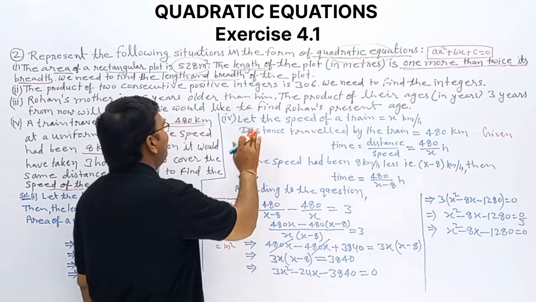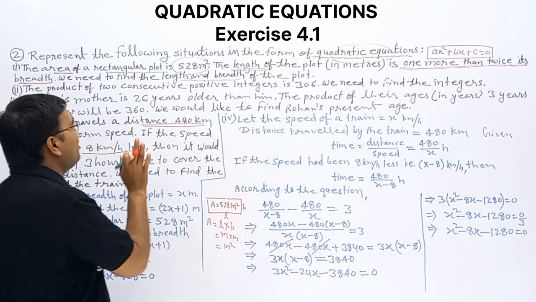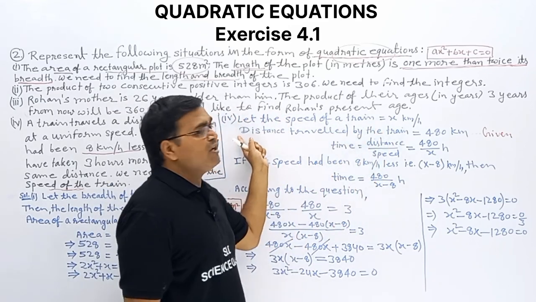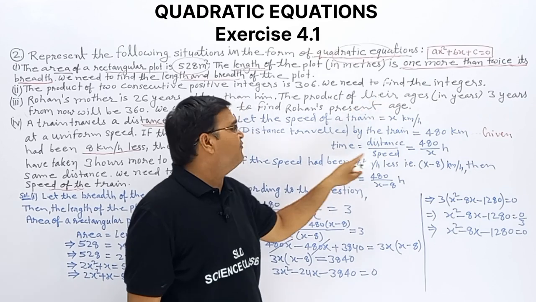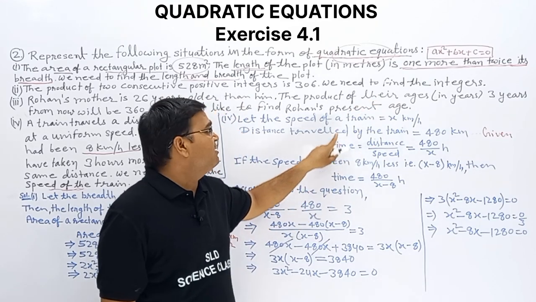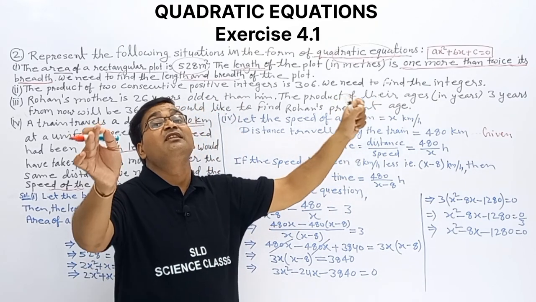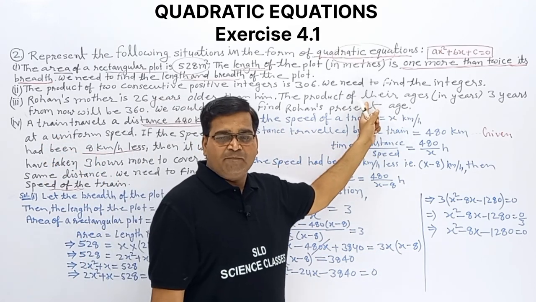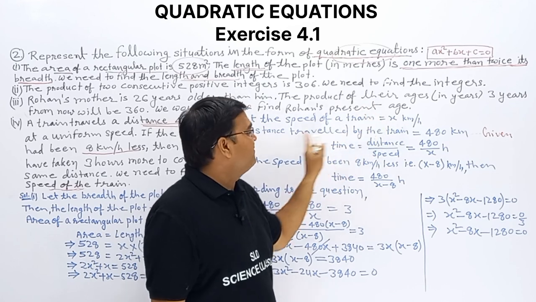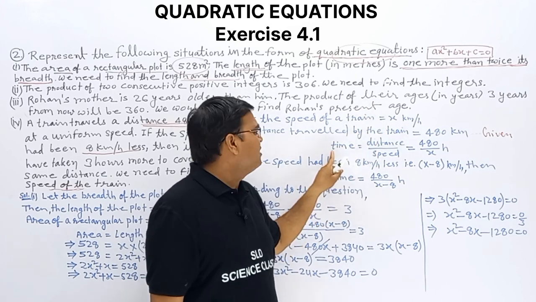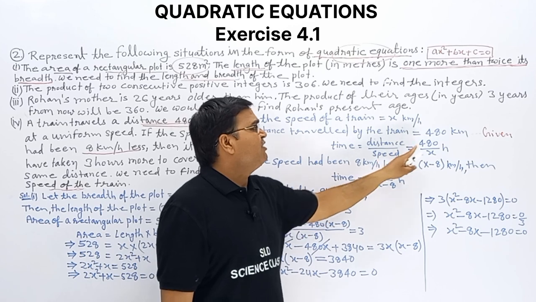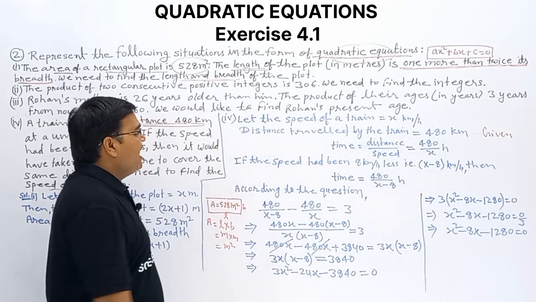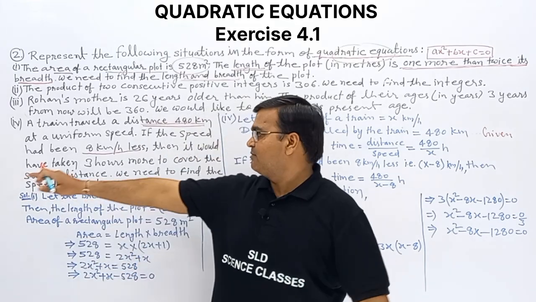In the first, what do we want? We want the speed of the train, so we are assuming it. Distance is given in the question, so we can find time. Why? Because among distance, time and speed, only one thing is remaining, that is the time. We want speed, we assumed it, distance is given, time is remaining, time equals distance upon speed. This will be 480 upon x hours. Clear? Now, what is the condition given?